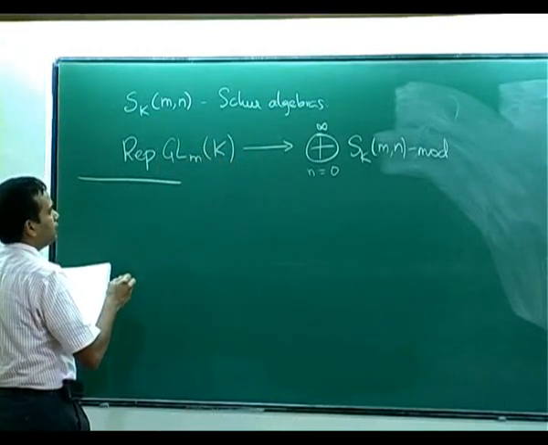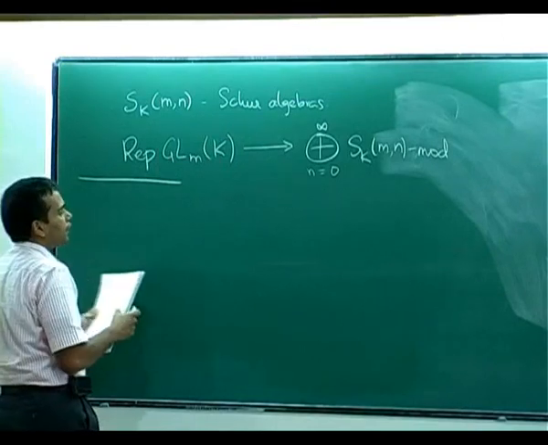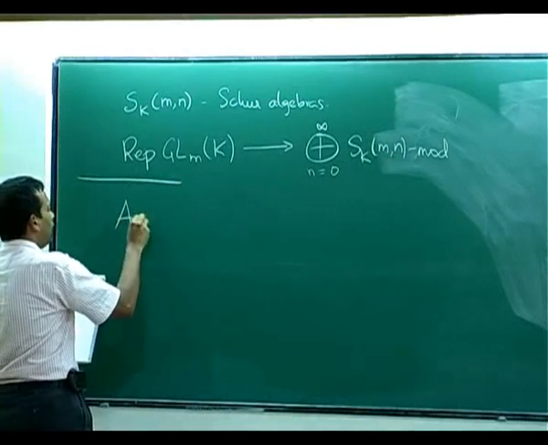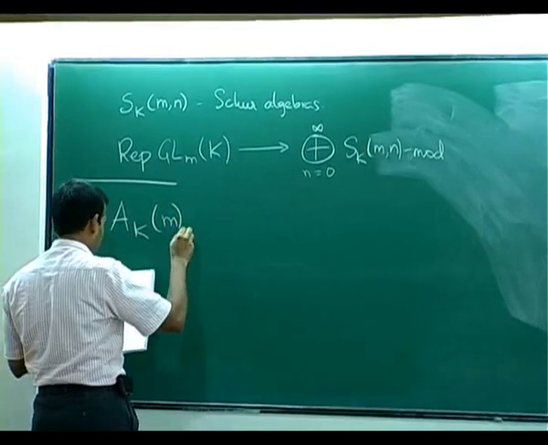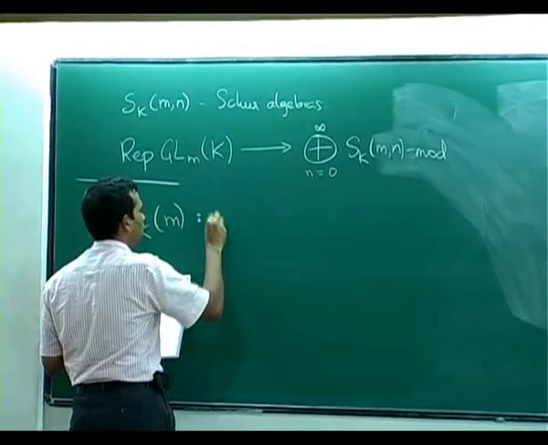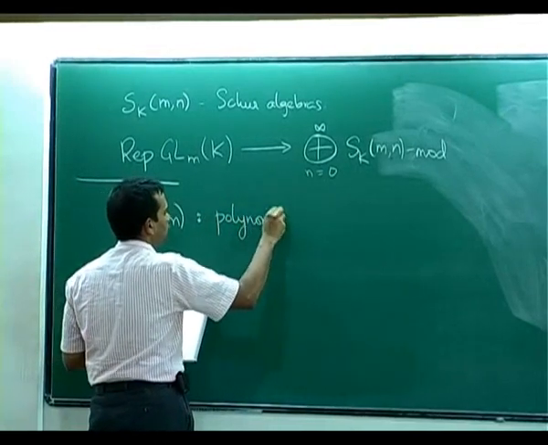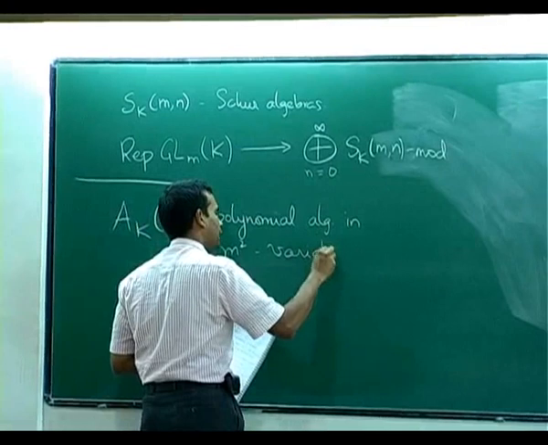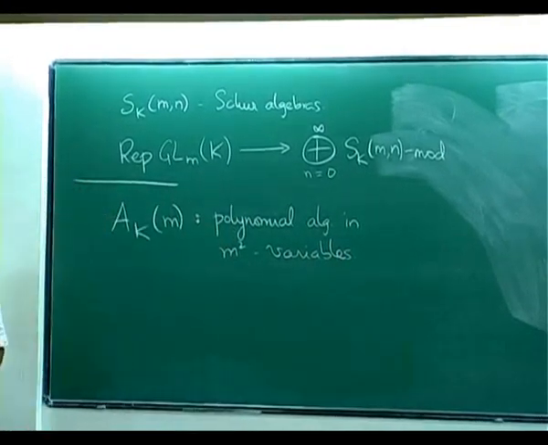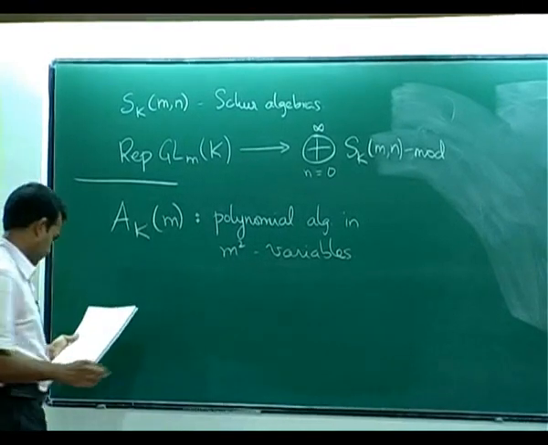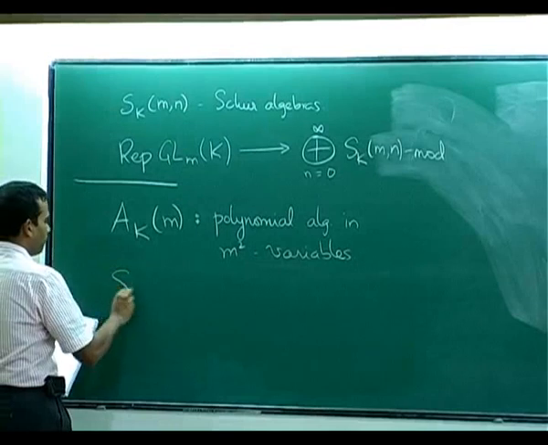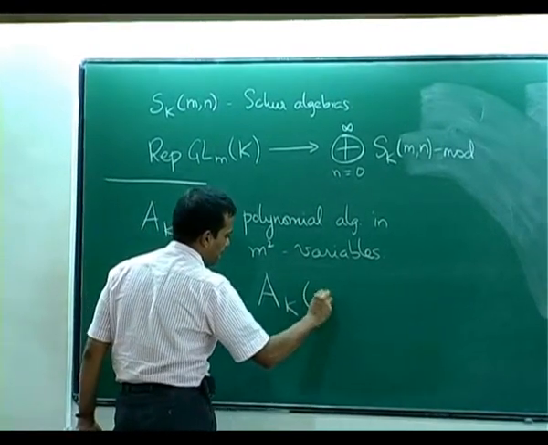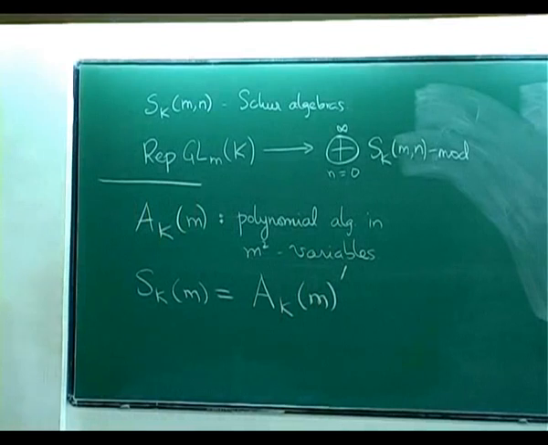Let me define the Schur algebra. First, I'll define something which does not really depend on n, as follows. Let AKM denote the polynomial algebra in m squared variables. So you should think of it as polynomials on m by m matrices. And SKM will denote the dual vector space of AKM. So this prime will denote the dual of a vector space.